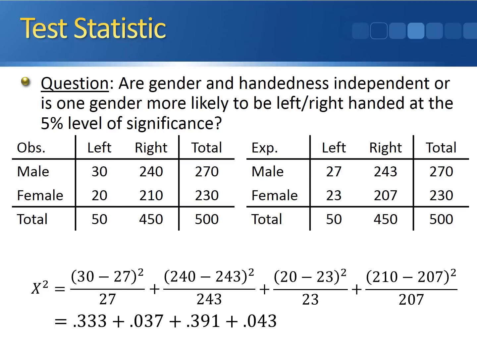Working each of these terms out gives us 0.333 plus 0.037 plus 0.391 plus 0.043, which is a final test statistic of 0.805.